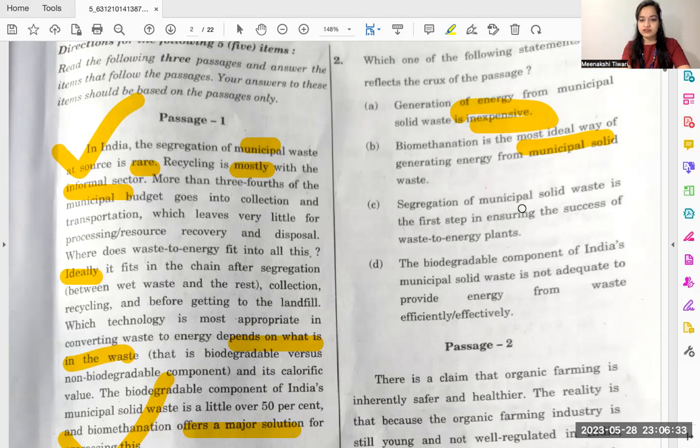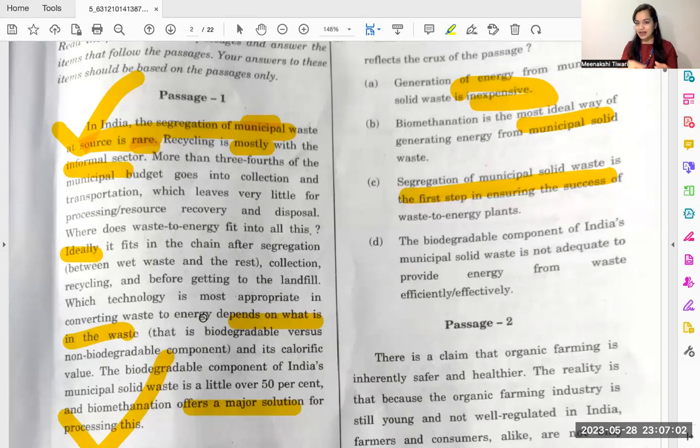Option C: segregation of municipal solid waste is the first step in ensuring the success of waste to energy plants. Okay, not that bad. Municipal waste is rare. Recycling is mostly this. Waste to energy risk collection is the most appropriate way. So from the first line, we have the clue that it is important, and that is why the author starts from here.